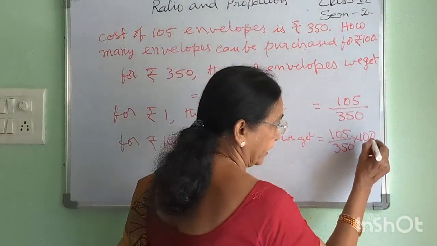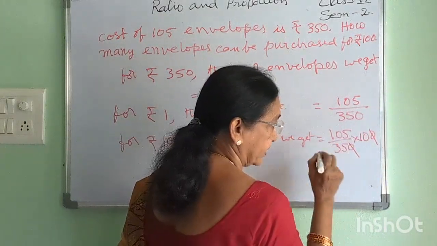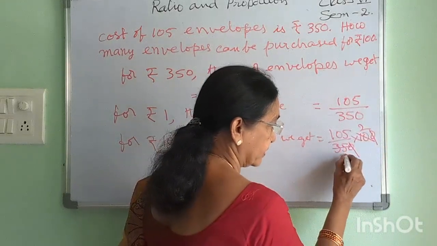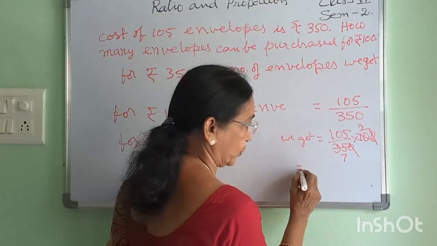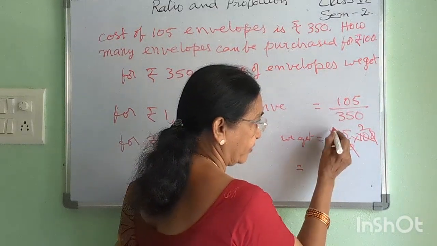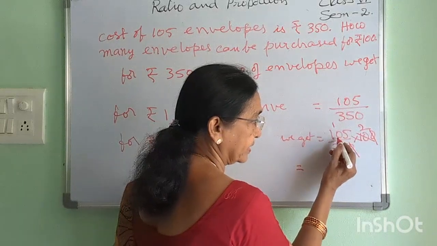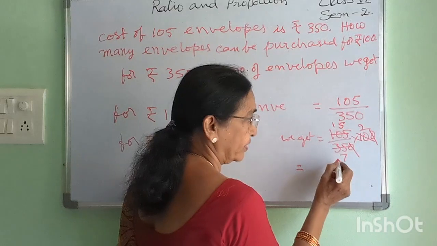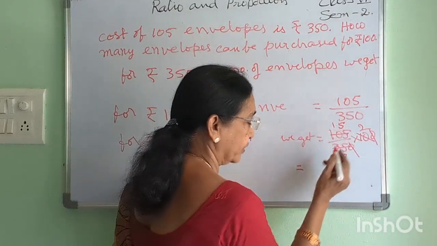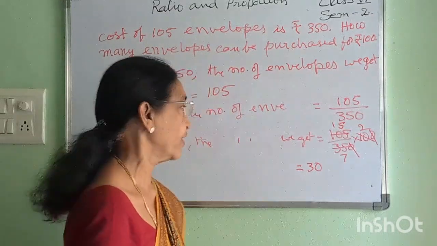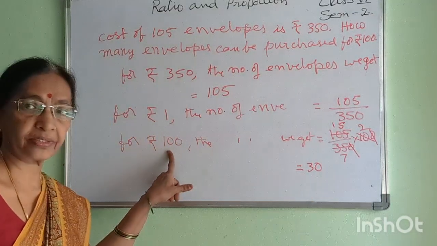So simplifying it, 0 0 gets cancelled, 5 2s 10, 5 7s 35. That is equal to 105 also divided by 7. 7 1s 7, 3 remains, 35, 7 5s 35. So 7 15s 105, 15 2s 30. Therefore, we get 30 envelopes for rupees 100.